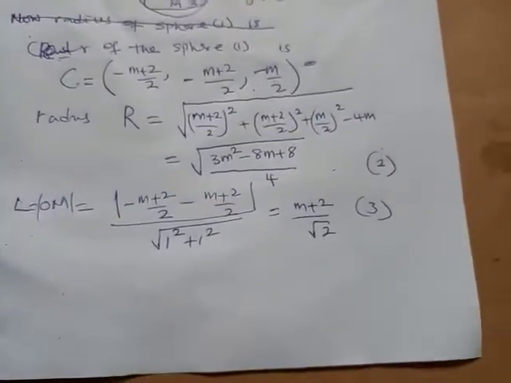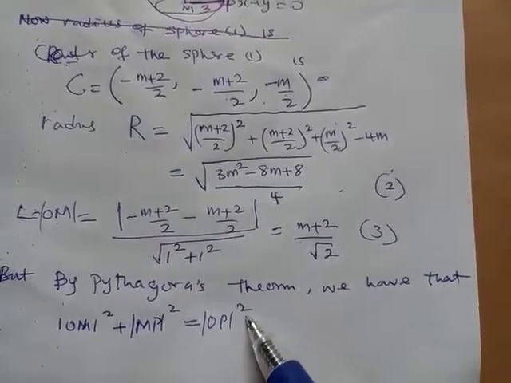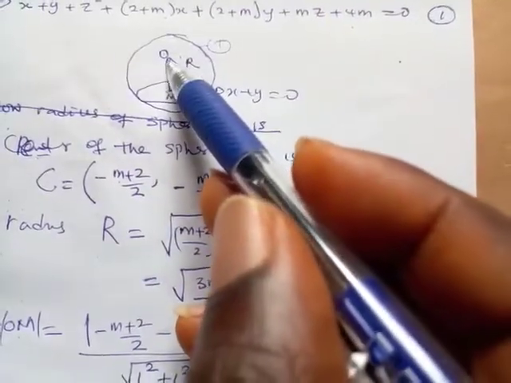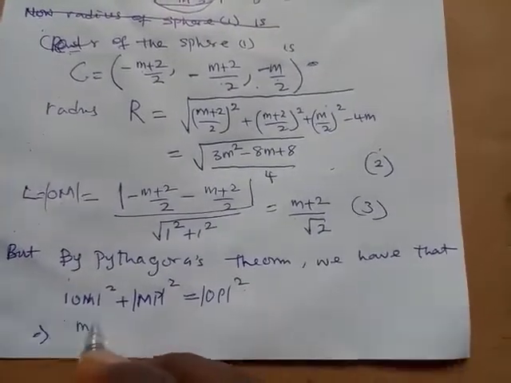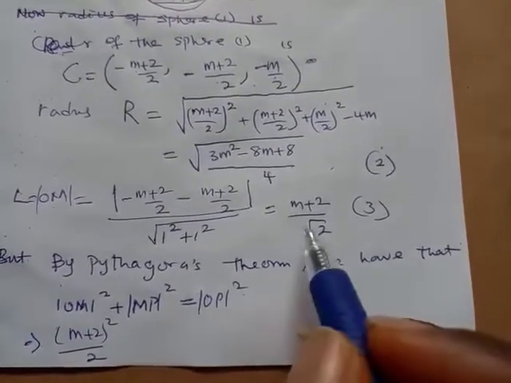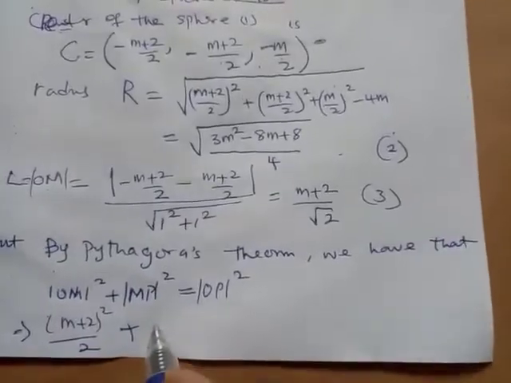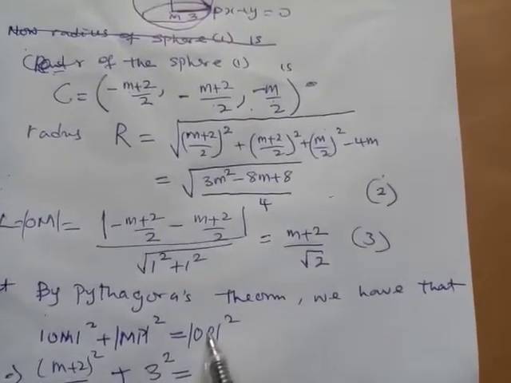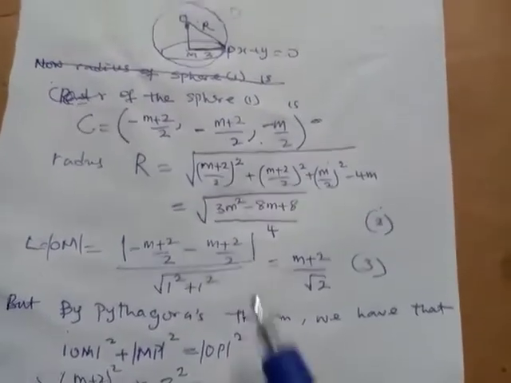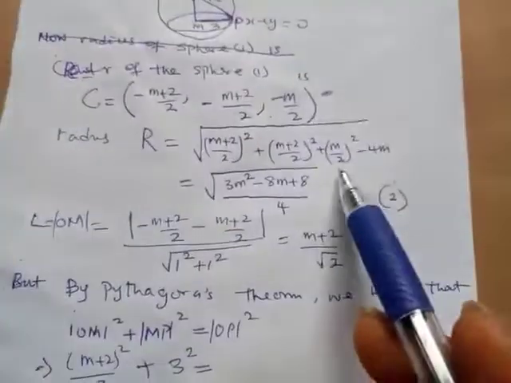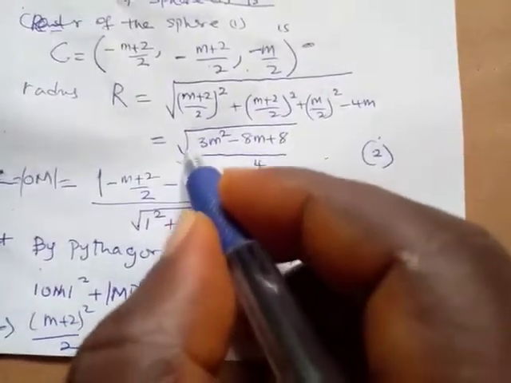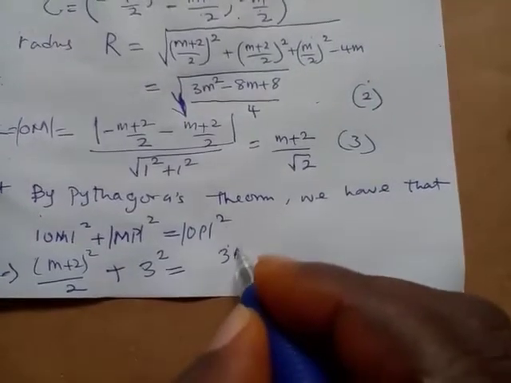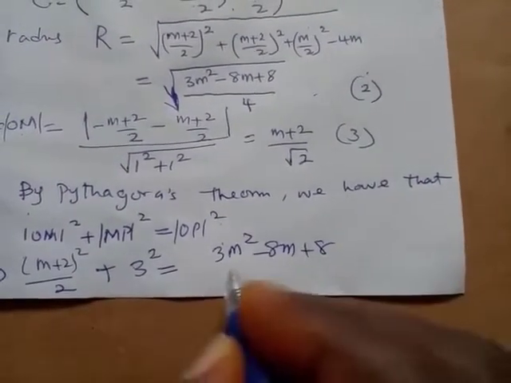Now by Pythagoras theorem, we have this. We now need to substitute those things. We have seen our OM, but there is a square there, so this will just be (m plus 2) squared over 2, because if you square this, it becomes 2. MP is the radius of the circle, which is given. This is 3 squared equal to OP squared. What is our OP? OP is the radius of the sphere, and this is the radius of the sphere here. By the time we square it, the square root will just go. Don't forget that this thing is carrying everything there. So it will be 3m squared minus am minus 8 plus 8 over 4.